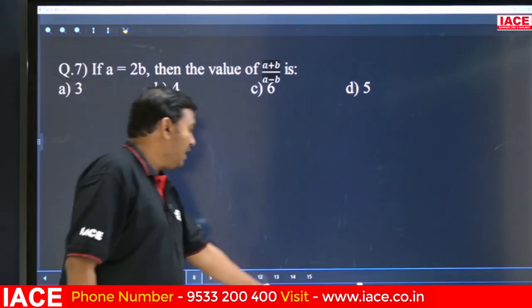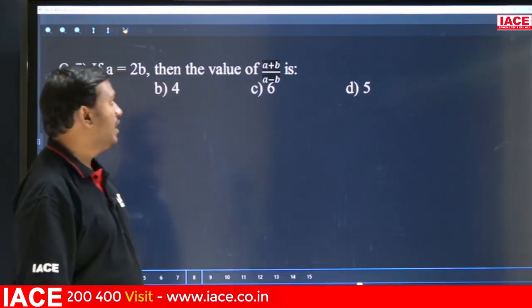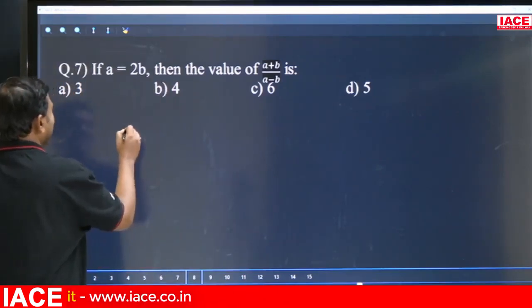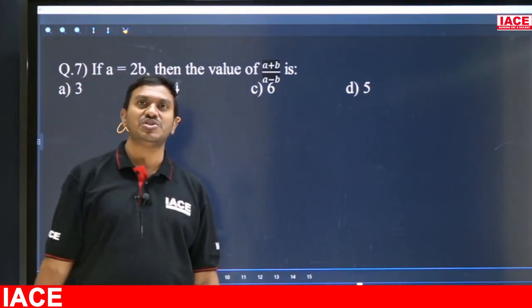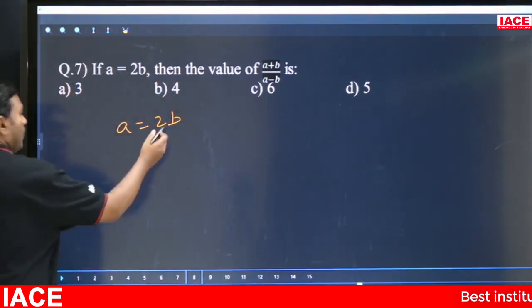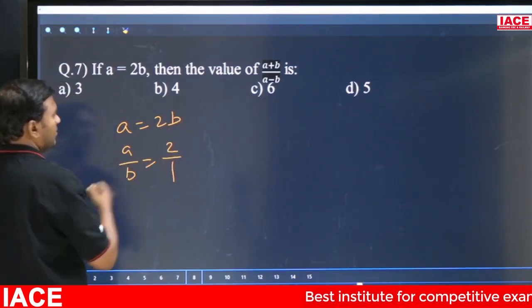Now again a question from algebra. It is given a equal to 2b. Very simple questions are given. Right now see, what is a by b? A by b is 2 by 1. A by b is 2 by 1.